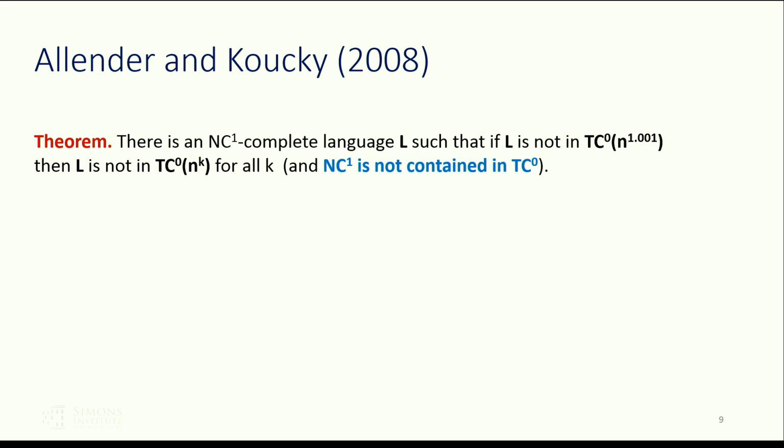Now, a much more well-known result in this area is this one by Eric and Michal from 2008. They show a way to separate NC1 from TC0. And the theorem is the following. There are some NC1 complete languages such that if you can show a superlinear lower bound against TC0 circuits for this language, then you get that NC1 is not contained in TC0.